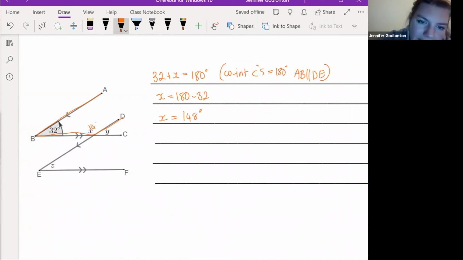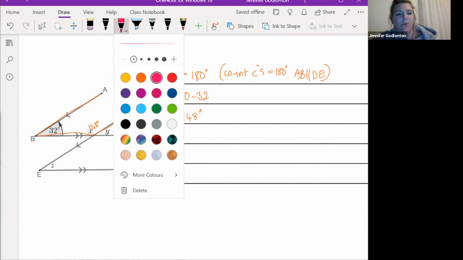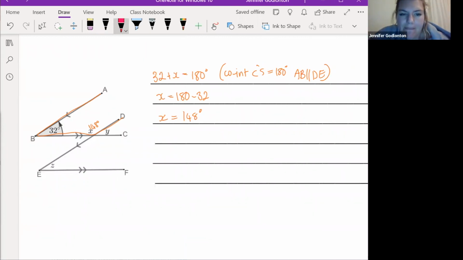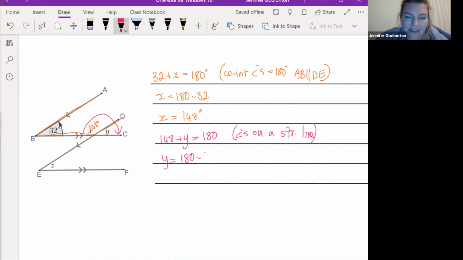So now we know that this angle here is 148. Tell me how we would find Y. And then for Y, you're going to say 148 degrees plus Y is equal to 180 degrees. What's my reason? I forgot to write the reason for this, but it's angles on a straight line. Good. Then Y is equal to 180 degrees minus 148 degrees. Good. Then the answer is 32 degrees. Perfect. Guys, that was a great way to find Y.